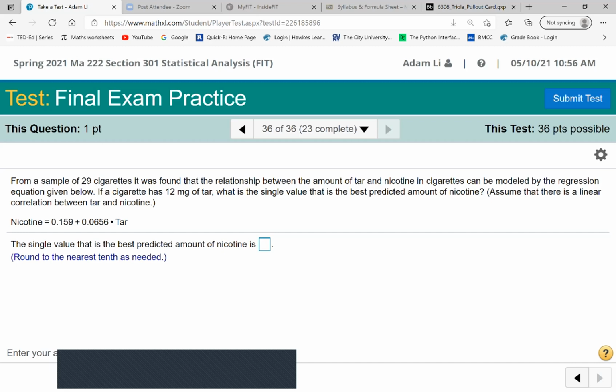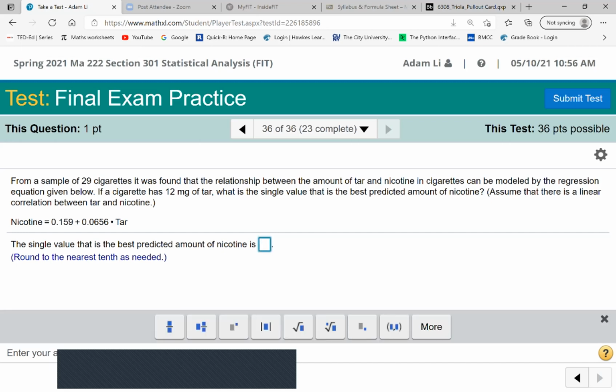So we just basically replace tar here with 12. So we basically do 0.159 plus 0.0656 multiplied by 12. And that turned out to be 0.9462. And this is the best predicted amount of nicotine in this cigarette. Okay. And that completes the final exam review.